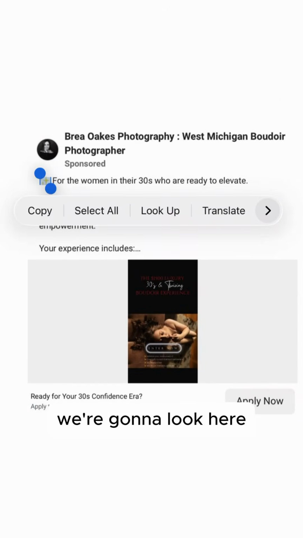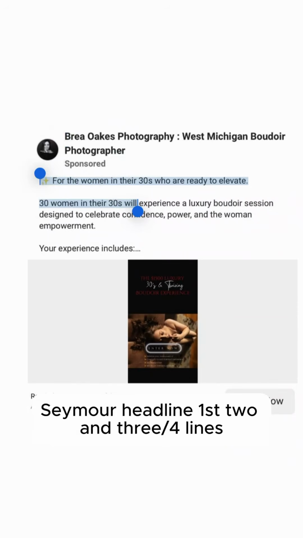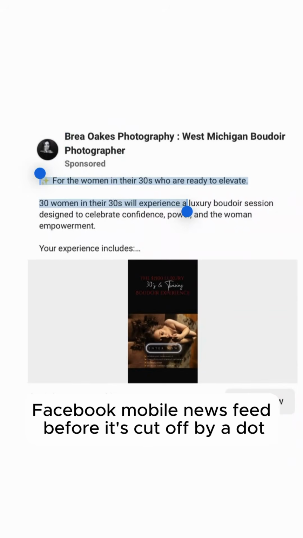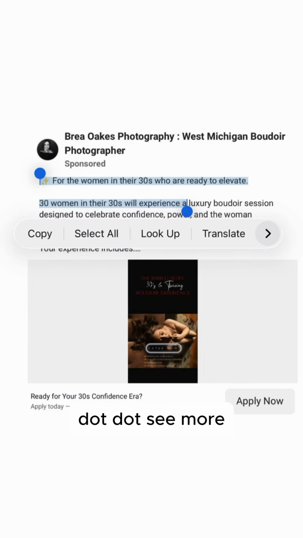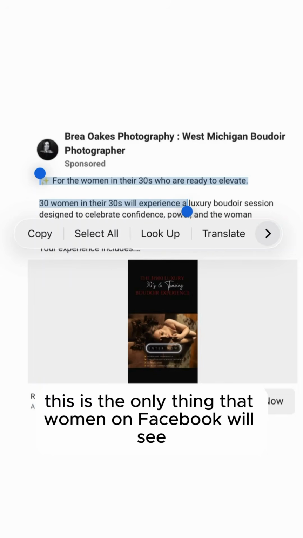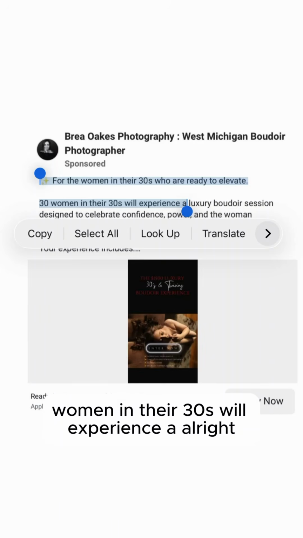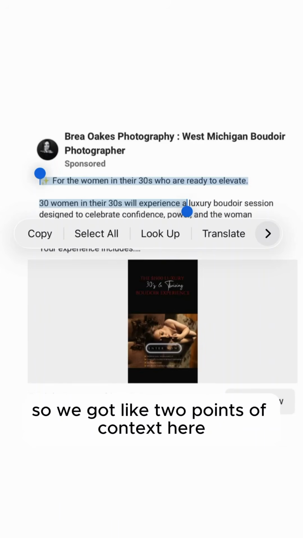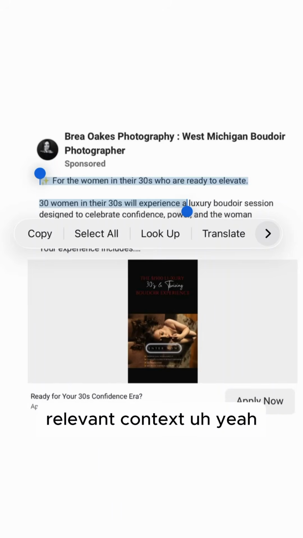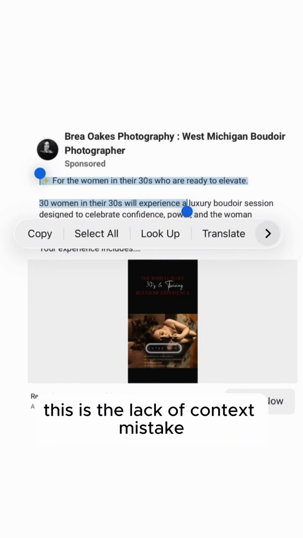Finally, we're going to look here: see more headline, first 2 3/4 lines, Facebook mobile newsfeed, before it's cut off by a "... See more." This is the only thing that women on Facebook will see, the only text. So for the women in their 30s who are ready to elevate, 30 women in their 30s will experience A. All right, so we got like 2 points of relevant context here. Yeah, this is the lack of context mistake.